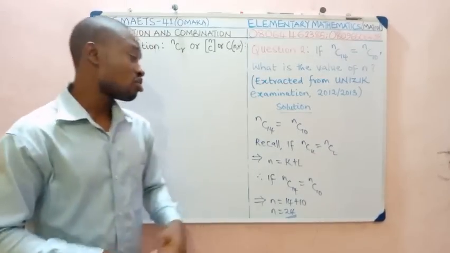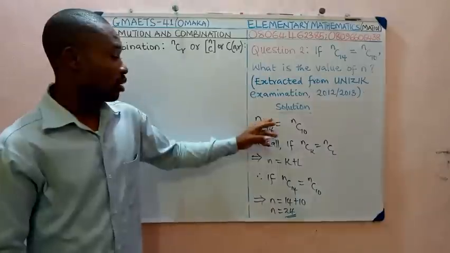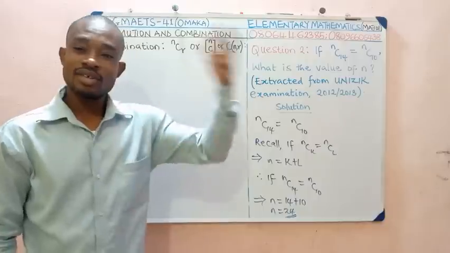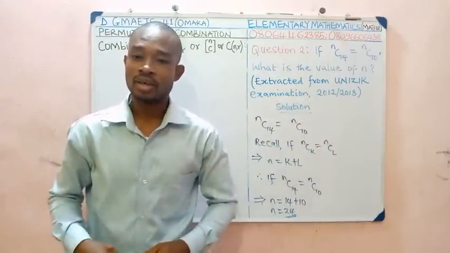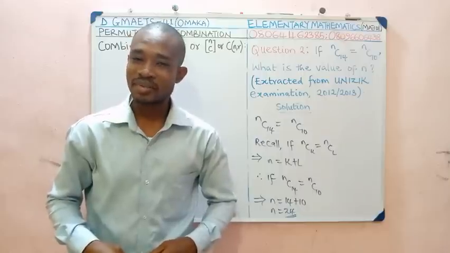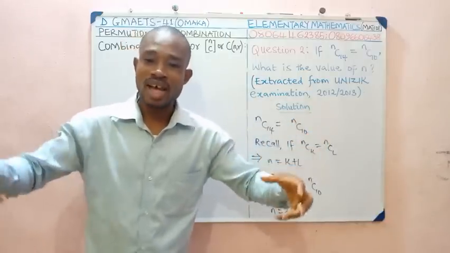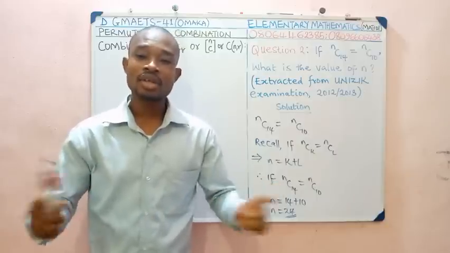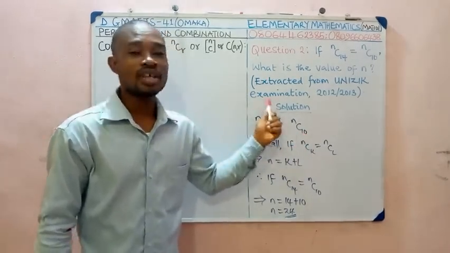One can, however, choose to solve this using the formula of combination. n combination 14, n combination 10, then do your expansion for both sides, cancel out terms and solve for n. That's really going to be a stress. The fact that two combinatorial terms are equal simply means that if you add the r in both cases, r here and r here, you're going to get what? The n.